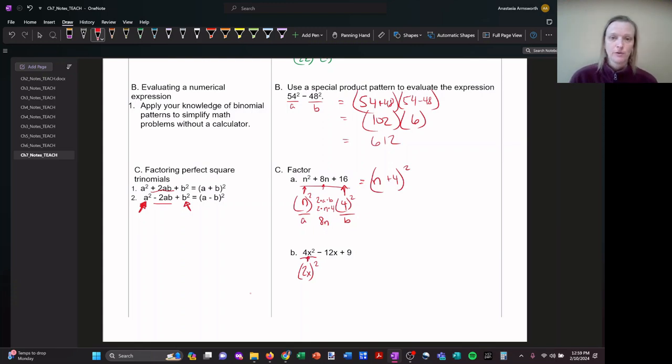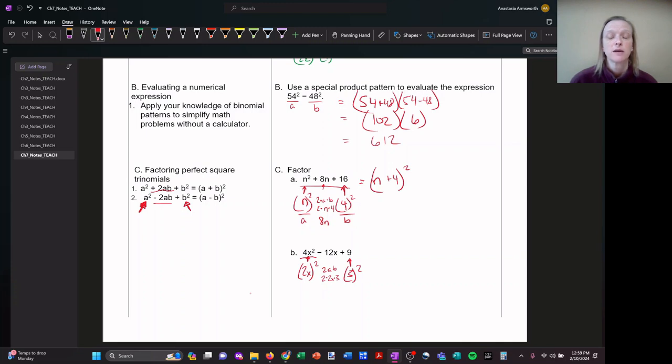So now I look at the last term. Is the last term a perfect square? Yes, it is. 3 squared equals 9. So now, before I can decide whether this is a perfect square trinomial, I need to look at this second term and ask if it follows the 2 times A times B pattern. Does it follow the 2 times 2x times 3 pattern?